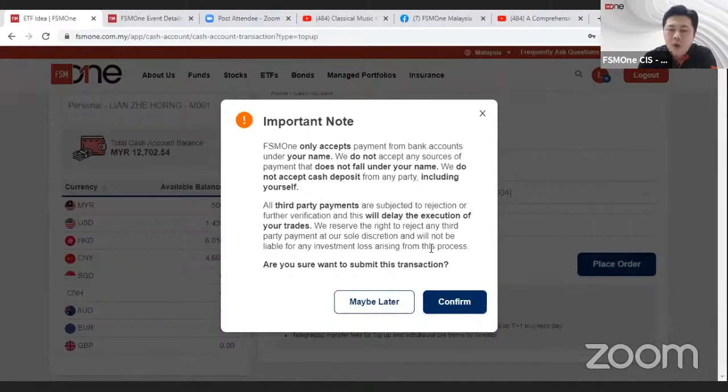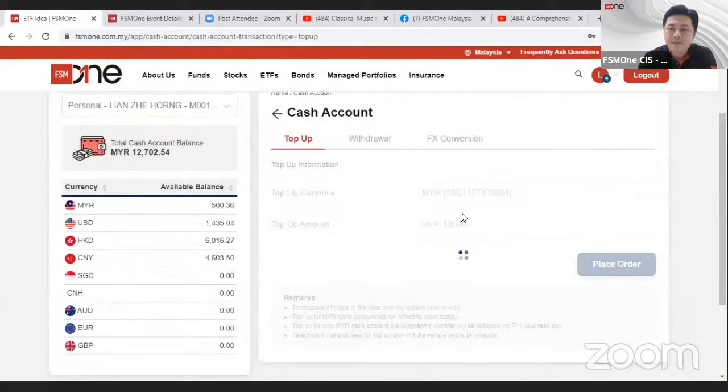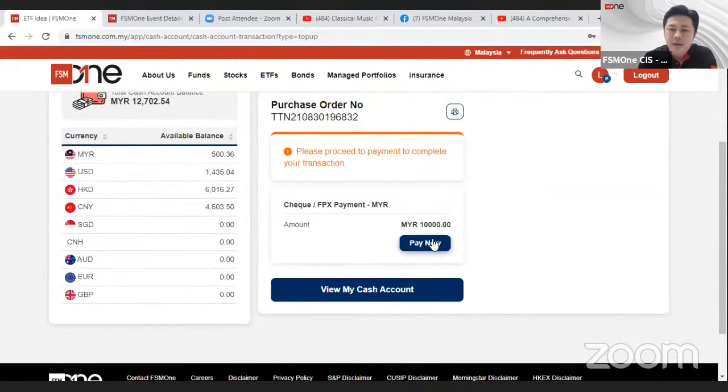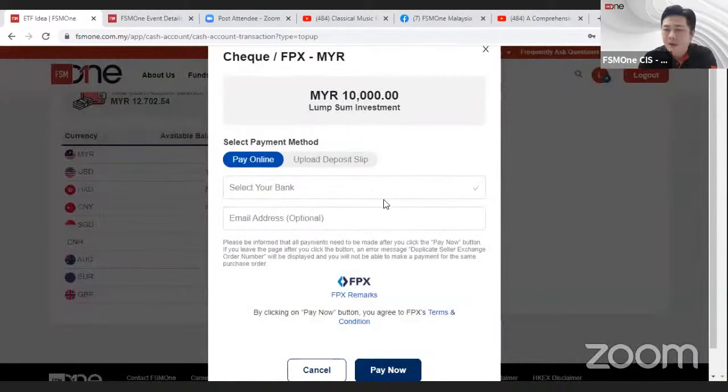Once I acknowledge the notice and confirm, I have successfully placed the cash account top up order, and this will be my purchase order number. Here, I can click Pay Now to make the payment online using FPX. If I use FPX payment, I do not need to send in any slip to prove my payment. Automatically, FPX will inform our team, and the money you top up will be available in your cash account instantly.